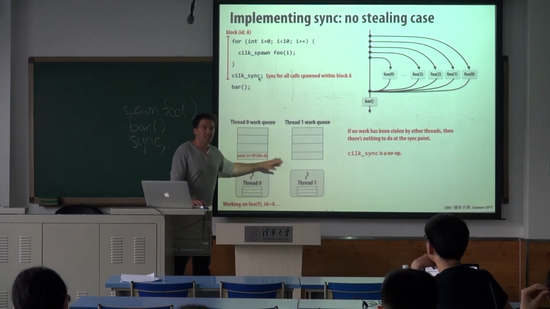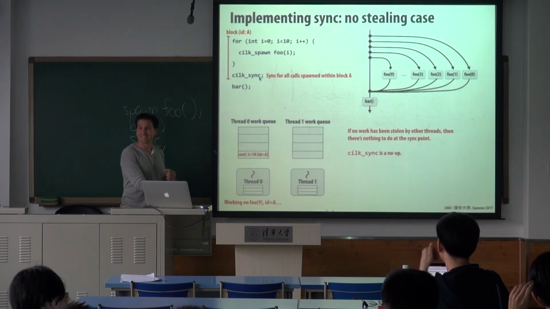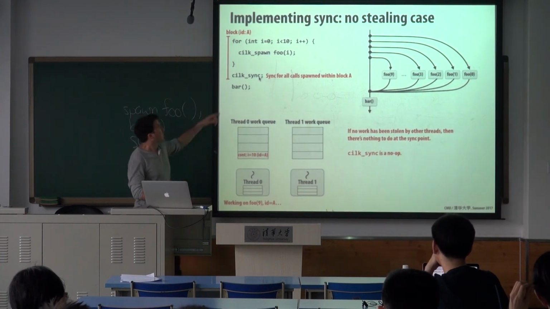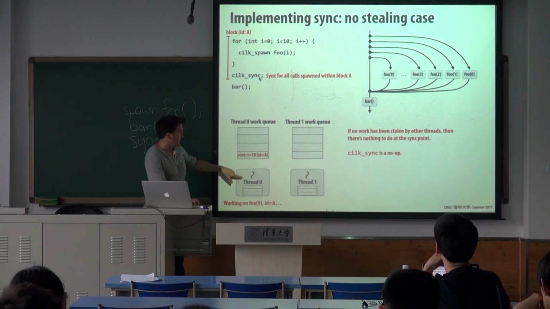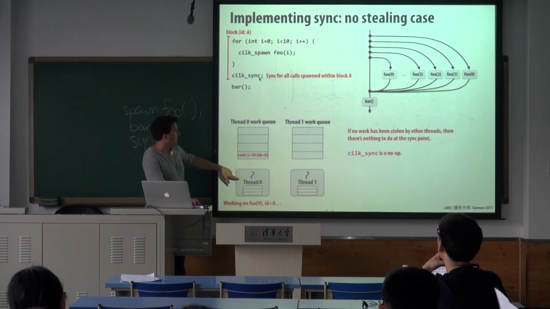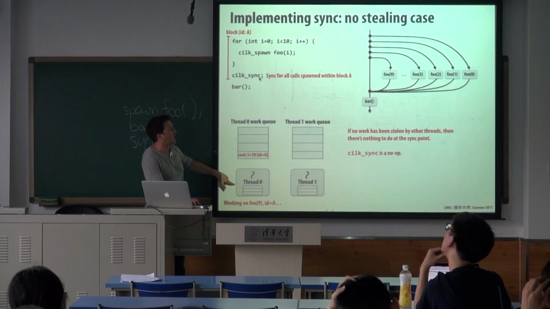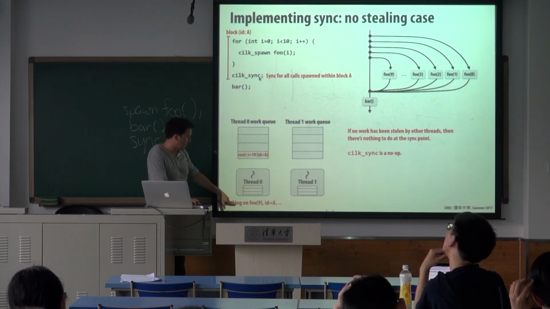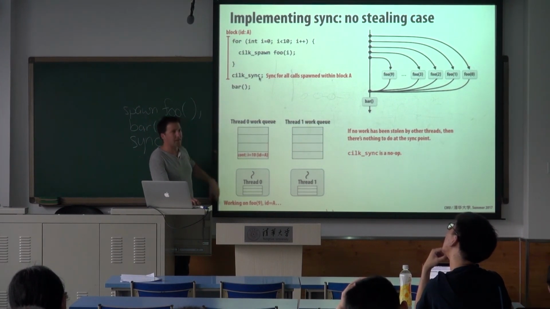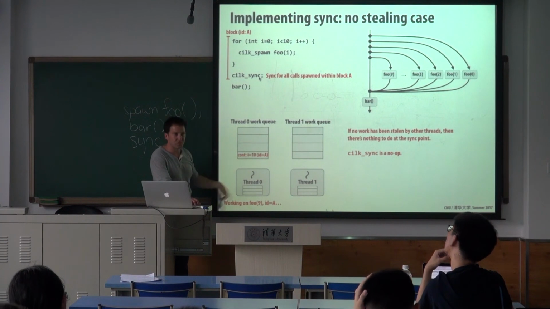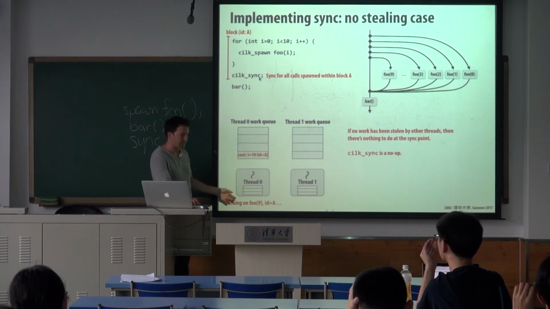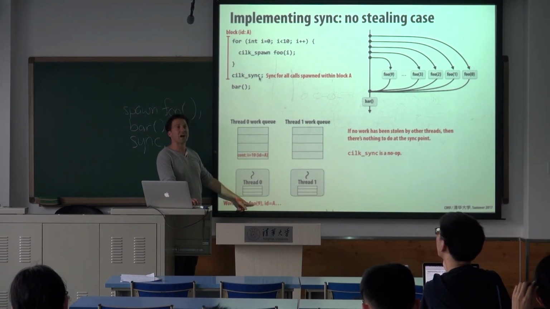So let's think about how I would implement sync. Imagine that thread 0 is running. It is running the child first. So it's working on foo 0, and then it works on foo 1, and then foo 2, and foo 3, and foo 4, or whatever. So it gets to the end of foo 9. It's about to finish the last foo.